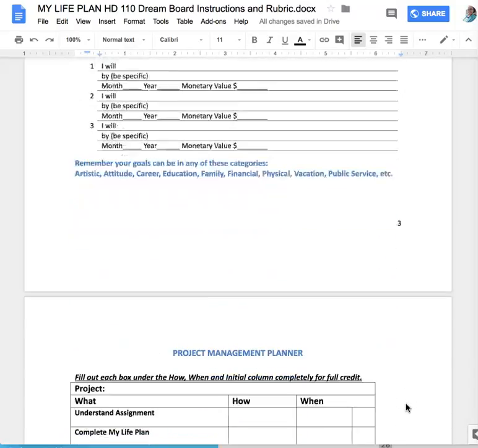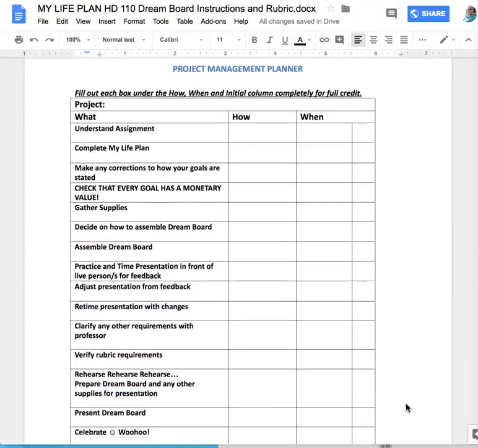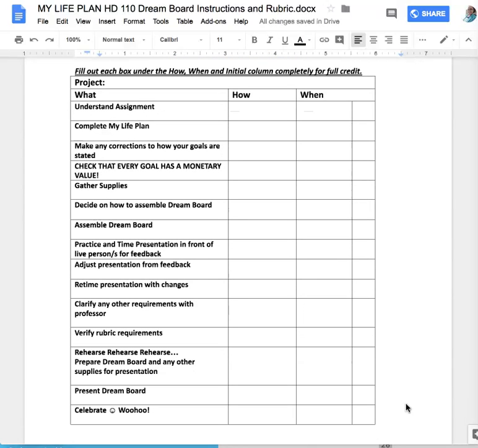So the next page is a project management sheet, and it's simply a tool to help you understand all the steps to do this assignment. Some students tell me that they get very overwhelmed and they don't know where to start. So this sheet is simply to help organize the steps to this assignment. So for example, the first thing says, understand assignment. In the how column, you would write down how you plan to do that.